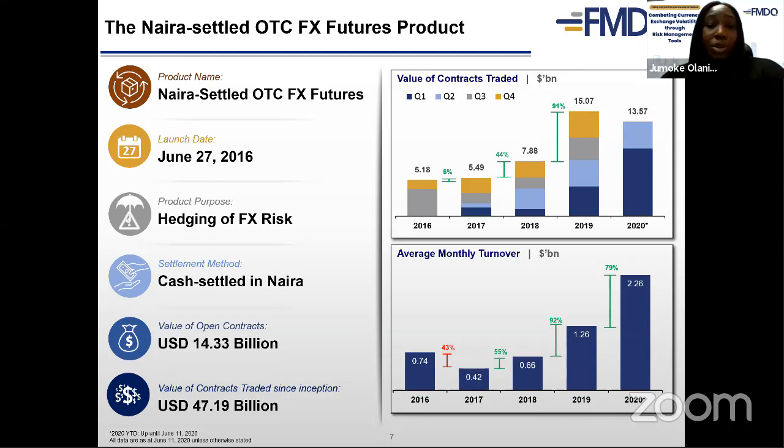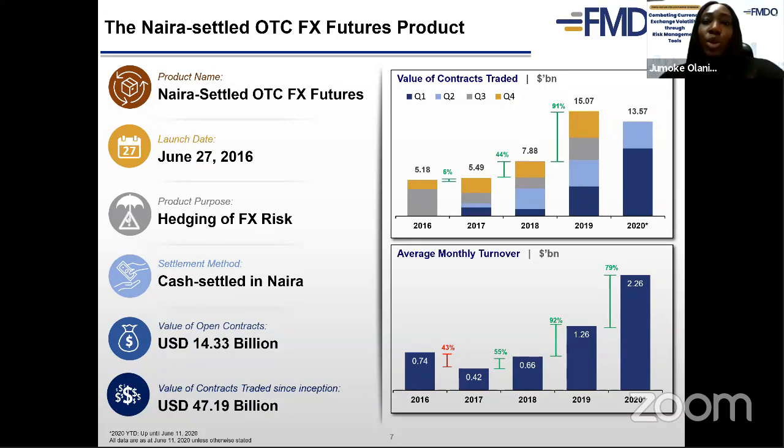However, since the launch of this product, up to the close of business last week, a total of 47 billion worth of OTC FX futures transactions have been entered into in the Naira settled OTC FX futures market. A chart on the side shows you how the contract values have moved over time. From when it was launched in June 2016, you can see that there has been significant growth in the use of the product because it's a typical product that is used to hedge foreign exchange risk, which is a factor or reality of our market. And therefore, there's been major uptake of the product over the last period.